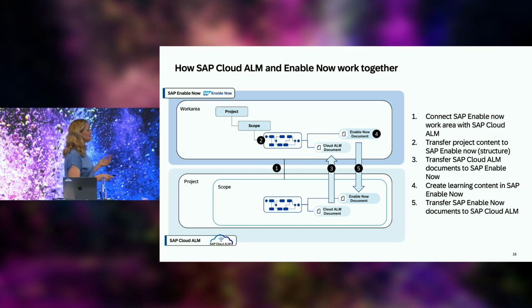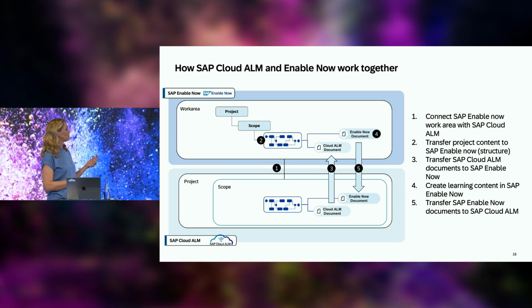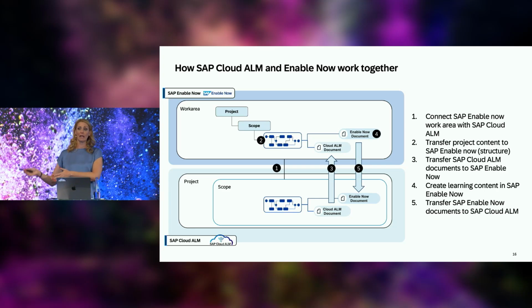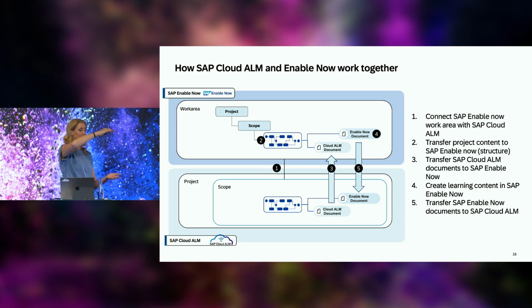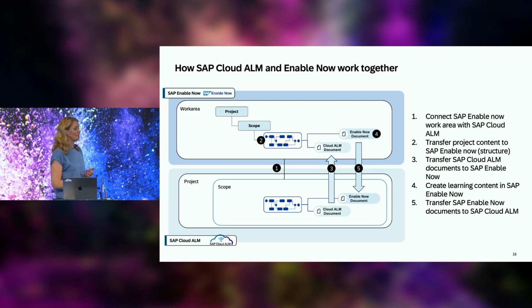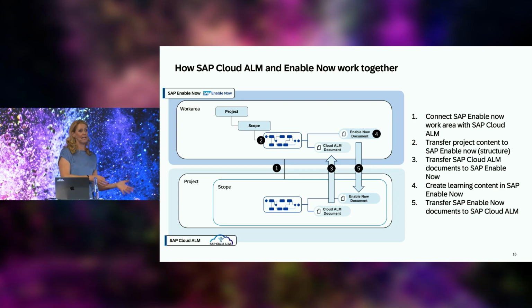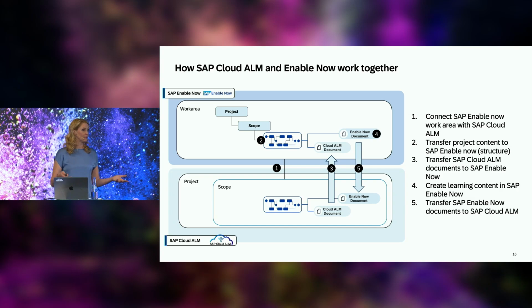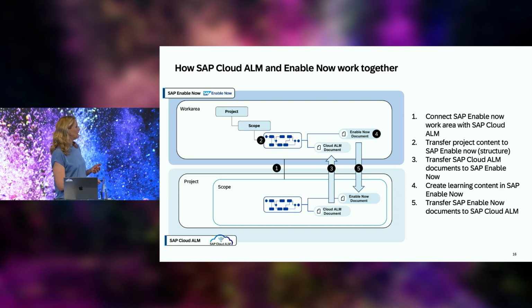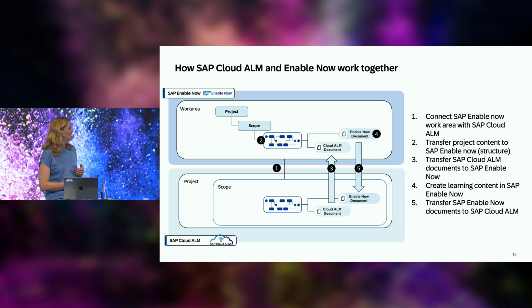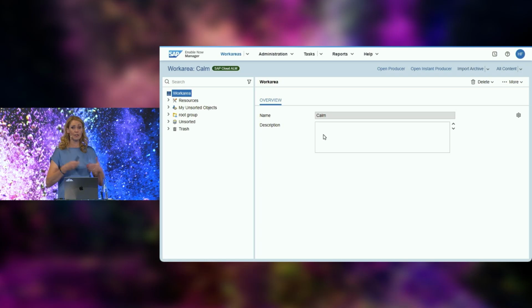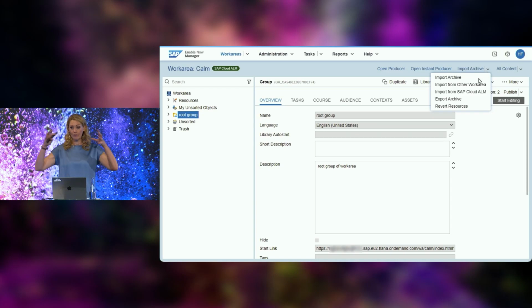What's the idea behind it? Quite easily, you can connect Enable Now with the project and the scope, or with the project and the tenant of Cloud ALM. In the first step, you can transfer the process content from Cloud ALM to Enable Now. So you already have your solution scenarios, processes and diagrams there for your training needs. Then you can transfer all the relevant project documents from Cloud ALM into Enable Now in order to create training material, end-user training, etc. This is done in Enable Now because they have all the great functionalities to create recordings, videos, etc. And then you can transfer this information back to Cloud ALM in order to have everything in a central place.